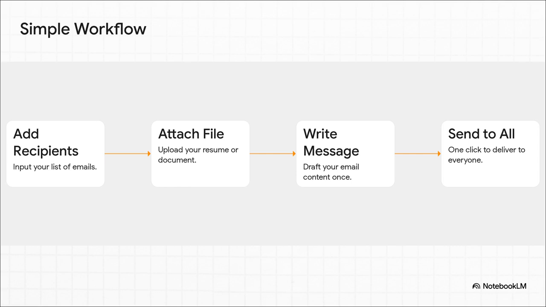Step 1, add your recipients. Step 2, attach your file, like a PDF resume or whatever you need. Step 3, write your message just the one time. And step 4, hit send to all. That's it. You set it up once, click the button, and then you just let the app do all that repetitive background work while you actually go on with your day.